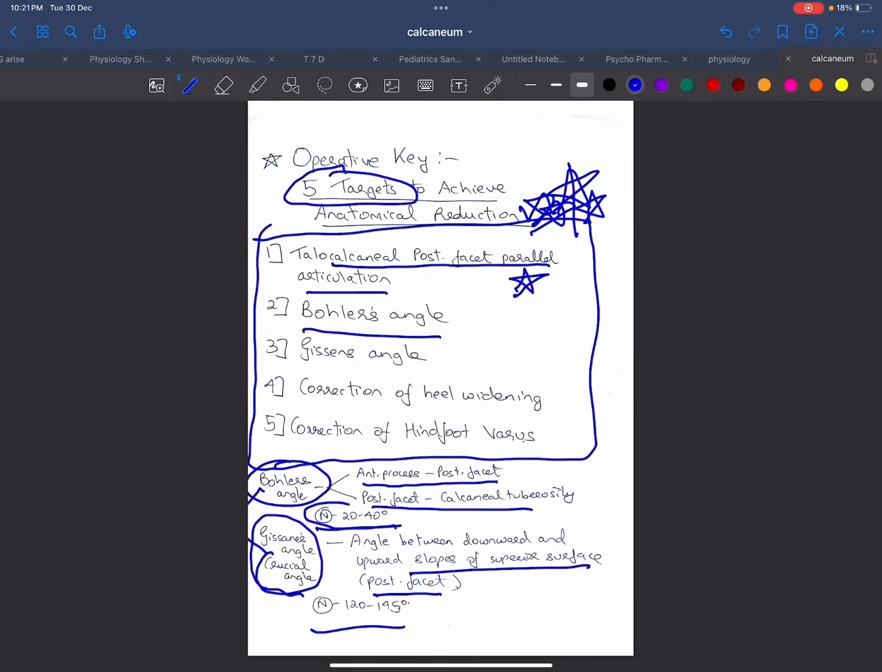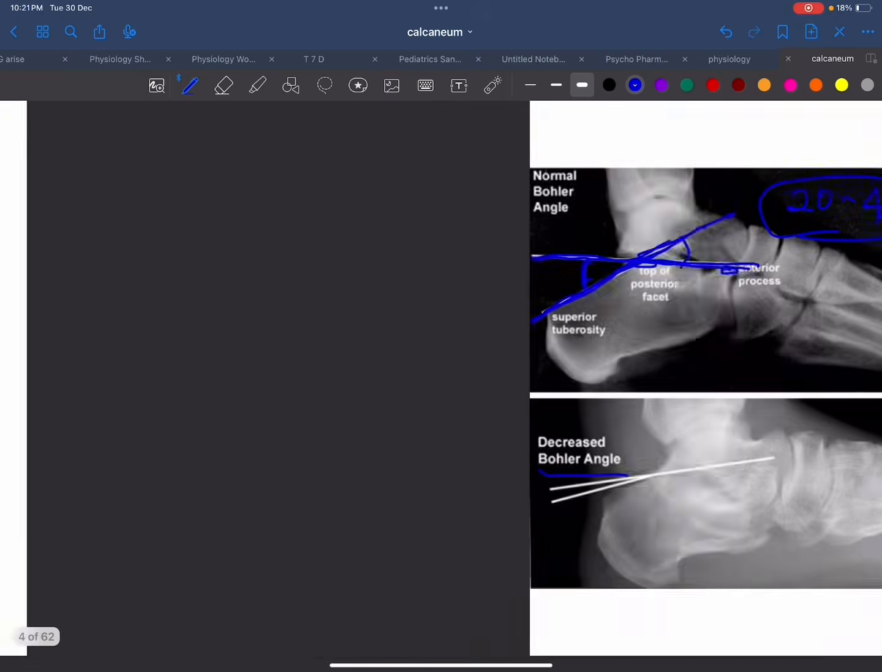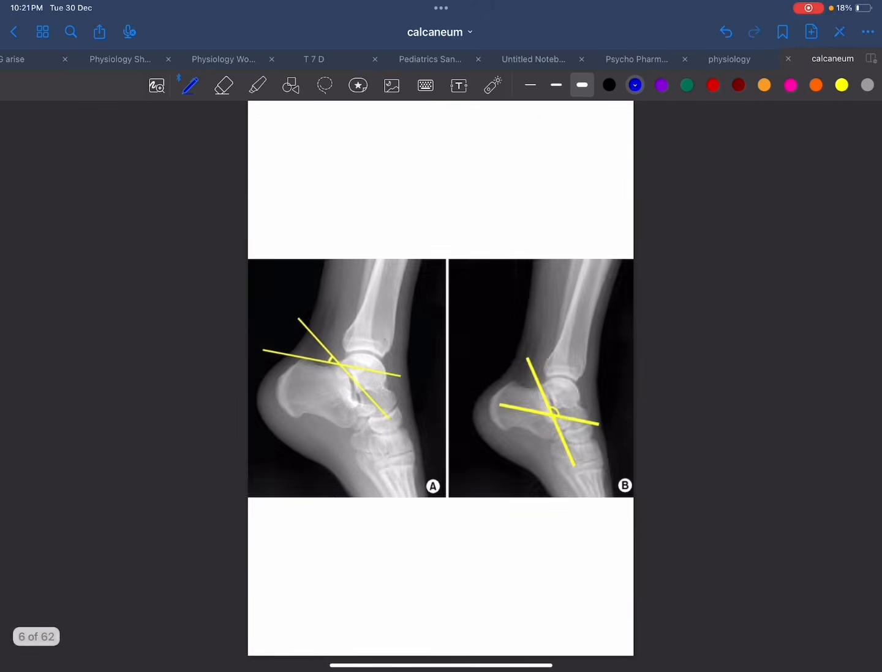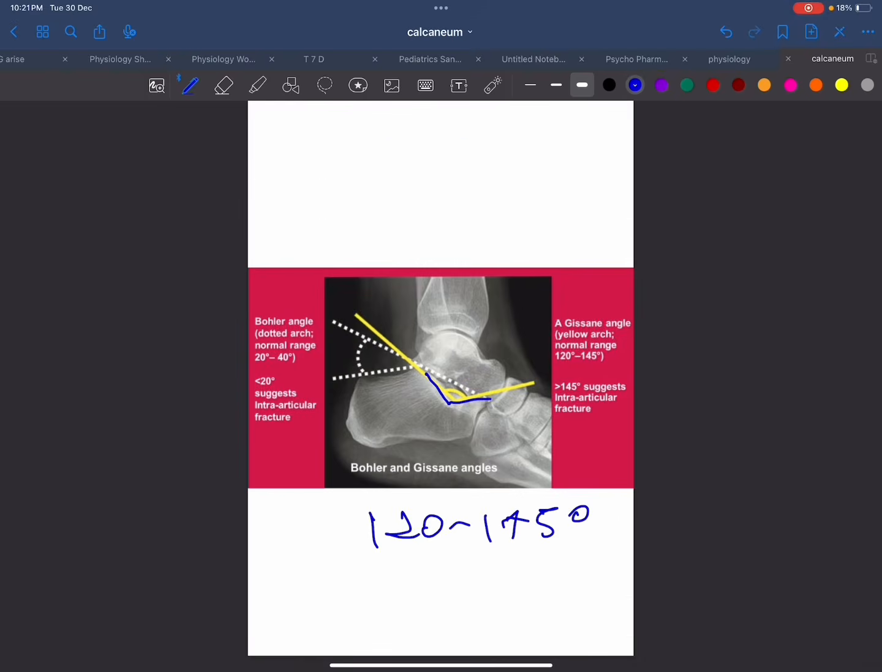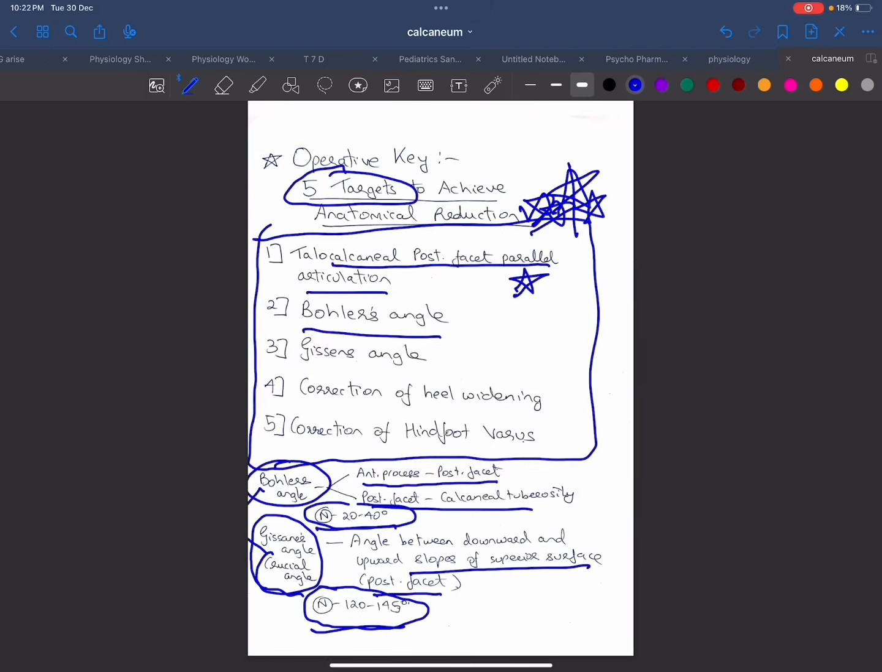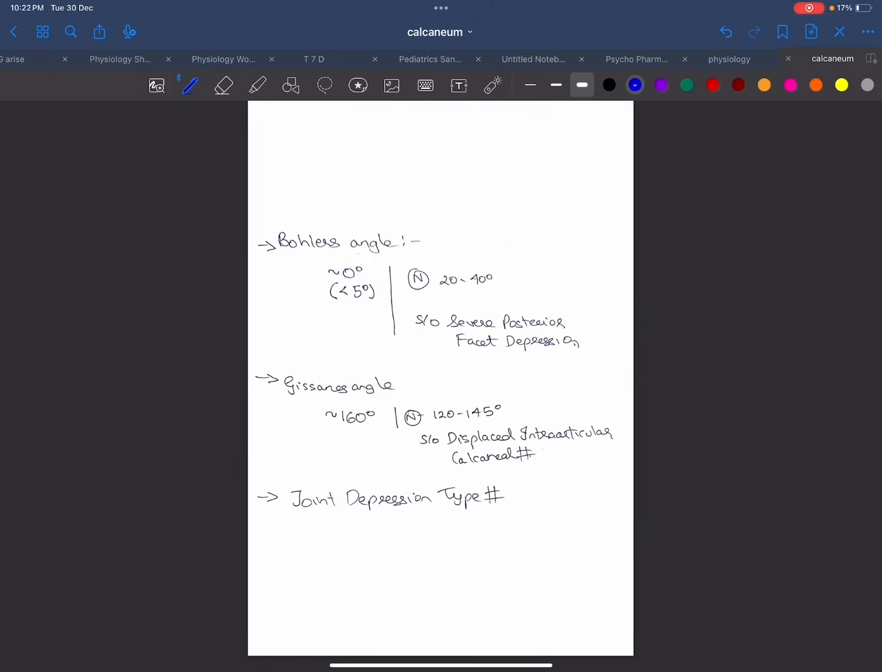So these two angles are important. Bohler's angle, which is normally 20 to 40 degrees, and the crucial angle of Gissane, whose normal value is 120 to 145 degrees. Whenever these angles are disturbed, you are suspecting an intra-articular fracture or a joint depression. So we'll repeat: whenever there is a decrease in the Bohler's angle, we are more likely dealing with a severe posterior facet depression. And whenever the Gissane angle is disturbed, we are dealing with a displaced intra-articular calcaneal fracture.